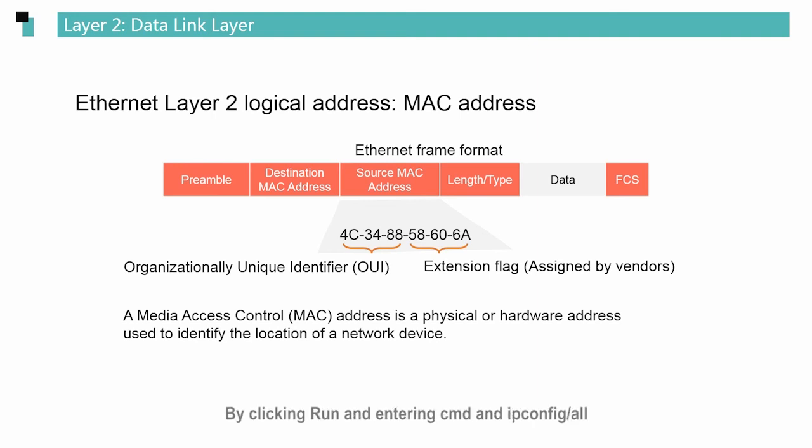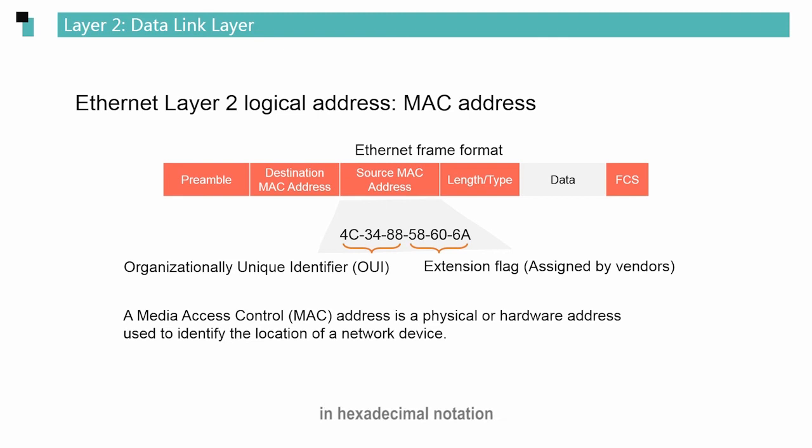By clicking Run and entering CMD, then ipconfig /all, you can find your wireless network interface card's IP address, subnet mask, gateway address, and DHCP server address. The IP address is assigned by the gateway. In addition, this is where you will find the device's physical MAC address, in hexadecimal notation.